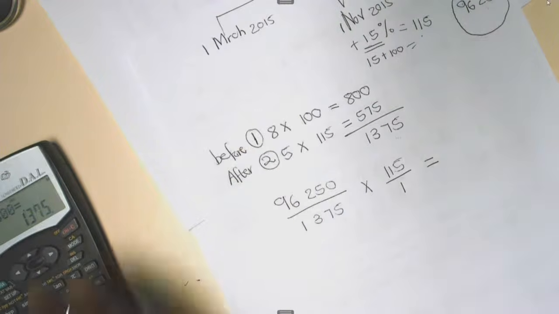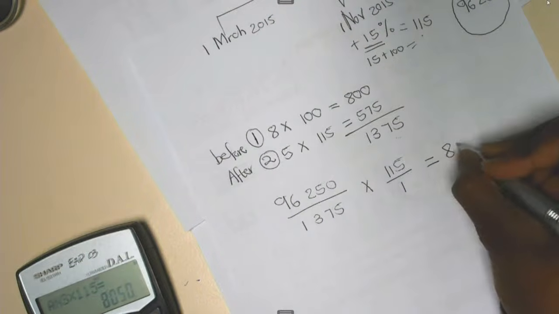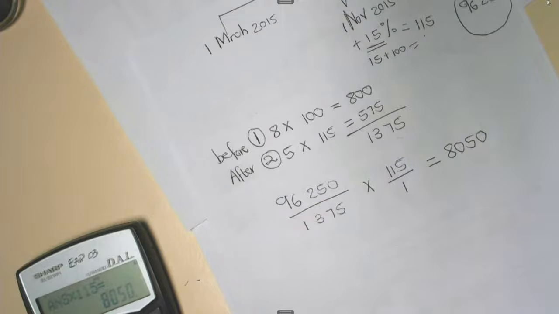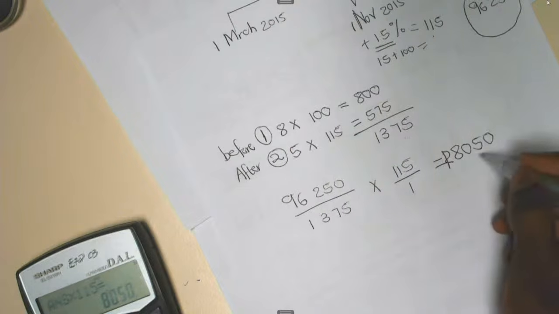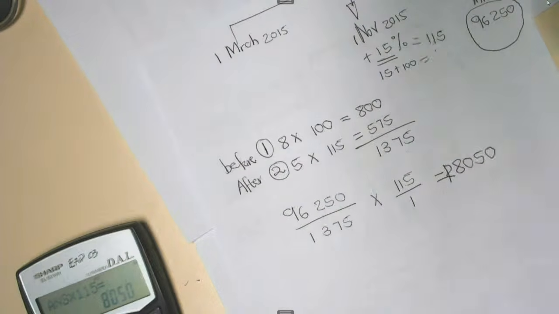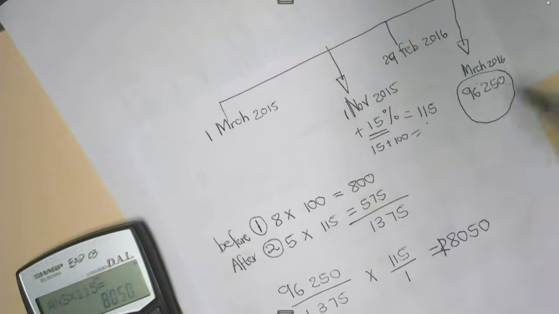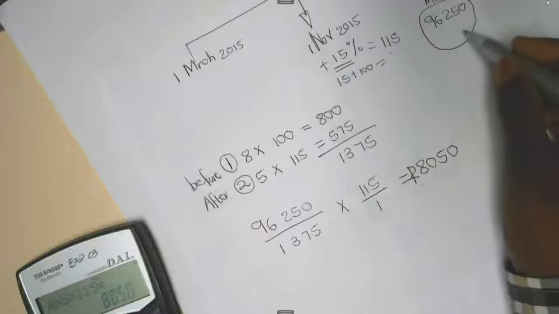Then the answer, when we do it, 96,250 divided by 1375 multiplied by 115, is 8,050. This is our monthly rent we received with an increase. Which means if we have received 1 month in advance, it's only this 8,050. So this 8,050 is what we have received for 1 month in advance.